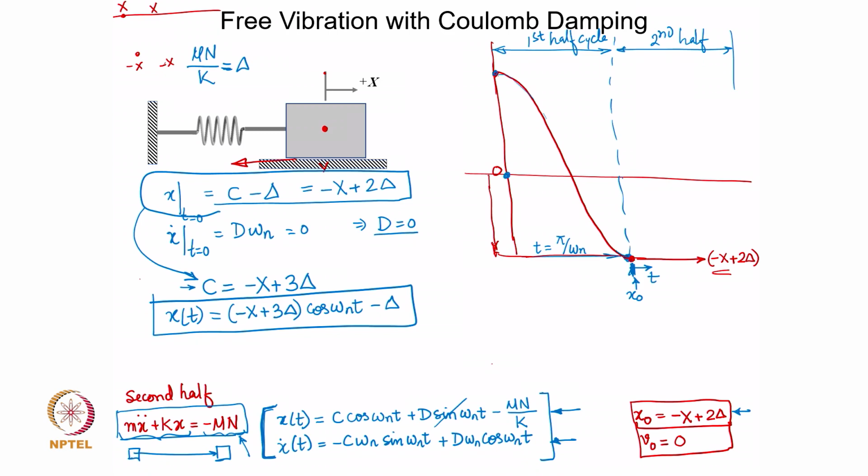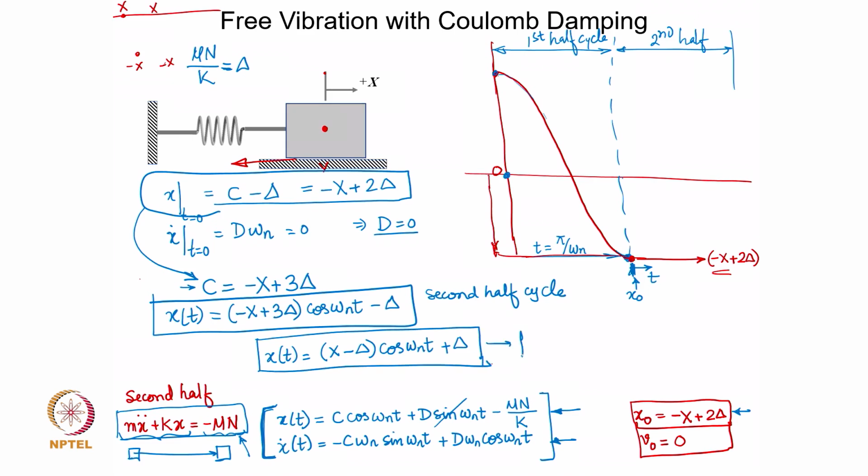What we should be making a note of is, if we compare this with the response that we obtained. So, this is for the second half cycle. What was the response that we obtained for the first half cycle? This was x minus delta cos omega n t, plus delta, I think, yeah. So, this was for the first half cycle.